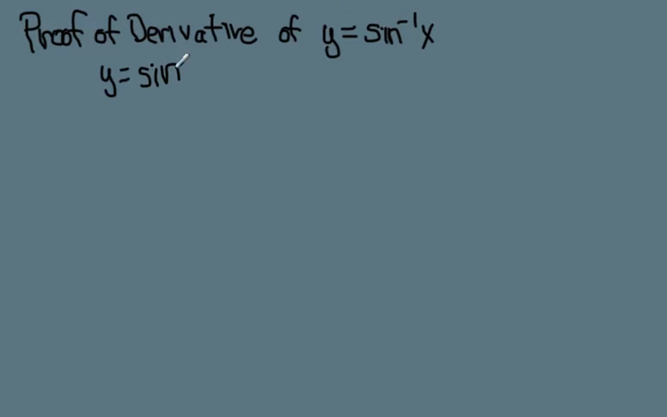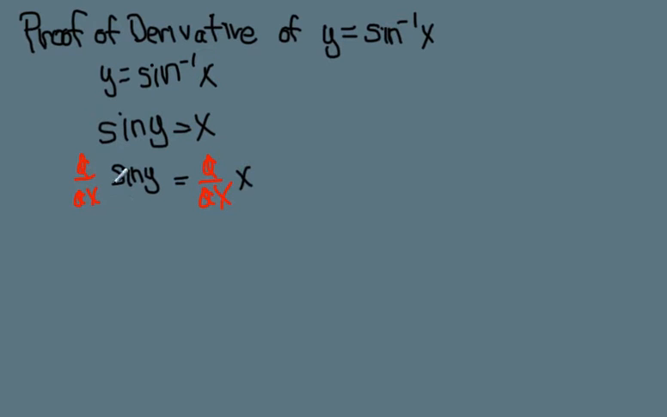All right, so the inverse sine of x. Now, the way inverse trig functions work, we can switch this and say that the sine of y is equal to x. Now we're going to be able to take the derivative of this using implicit differentiation. So I'm going to take the derivative of both sides: the derivative of the sine of y, and then the derivative of x.